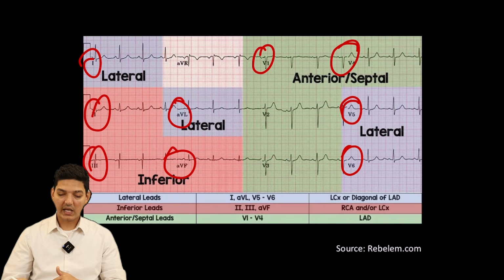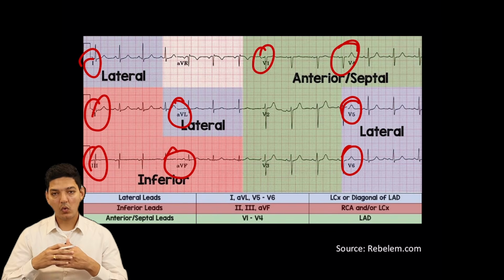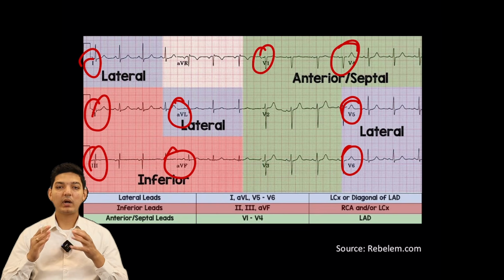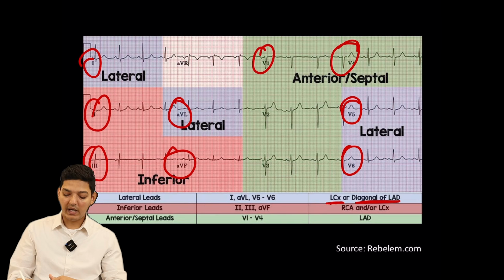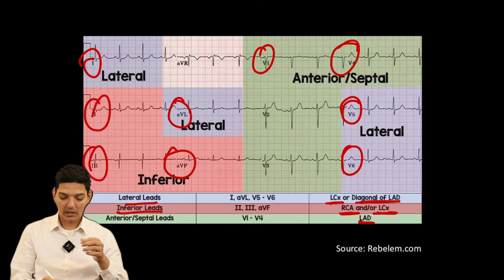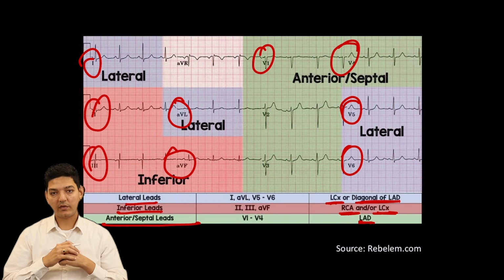So whenever you see ST elevation in one of the leads, you know what kind of infarct the patient is having, and based on that you can predict what artery might have been blocked. If you have a blockage in the left circumflex or the diagonal branch of the LAD, it will give you a lateral infarct. If you have a blockage in the RCA, the right coronary artery, or the left circumflex, it will give you an inferior infarct. And if there is a blockage in the LAD, it will obviously give you an anteroseptal infarct.